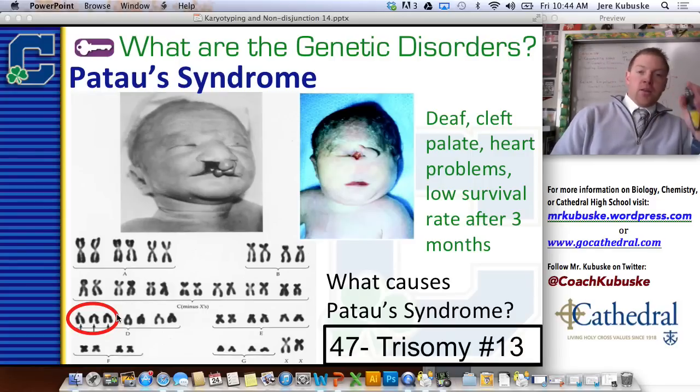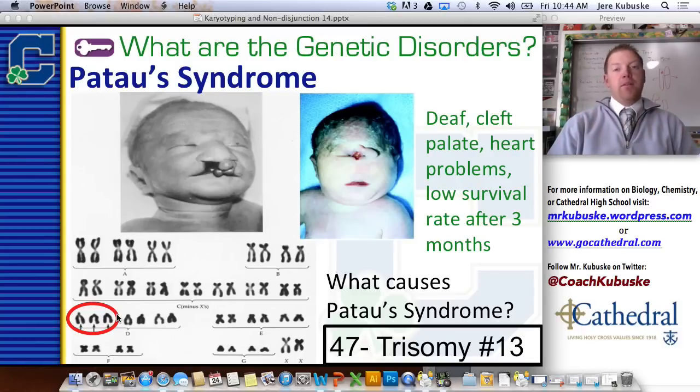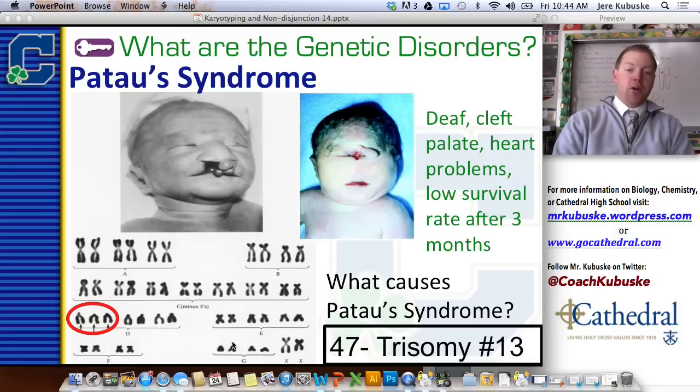Now, this is just a trisomy. Well, so is Down syndrome. So why are people with Down syndrome able to lead healthy lives? Why are they able to be productive members of society? Whereas people with Patau syndrome will usually die within the first 3 months of birth. Well, the reason is, if you look, what's the difference between the 13th pair and the 21st pair? The 13th pair is a larger set of chromosomes than the 21st.